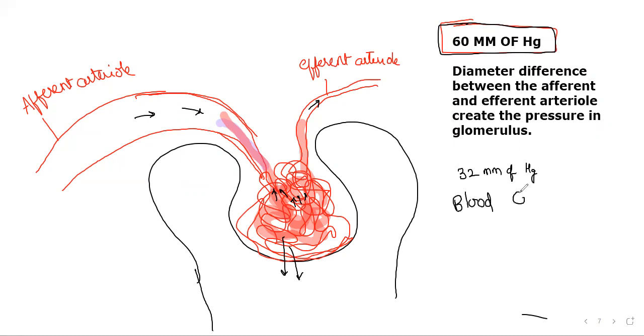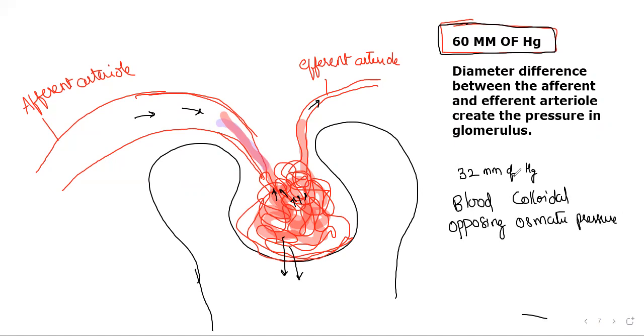Blood, due to their colloidal nature, it will oppose. With the help of 60 mm, you are pushing. Blood colloidal opposing osmotic pressure is 32 mm of Hg.